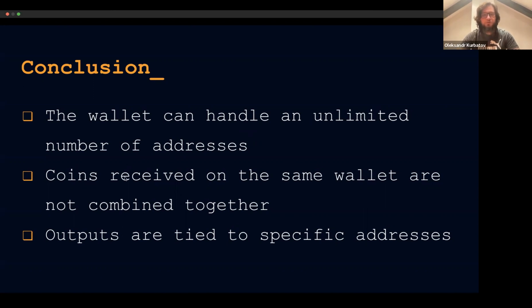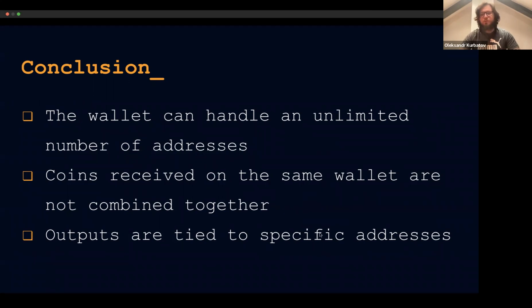The next one: coins received on the same wallet are not combined together. So forget about a common balance, forget about one single account per wallet. All coins are linked with different unspent outputs. Your wallet can aggregate them and display the final amount of money you have, but in the wallet it keeps them in a very different way.